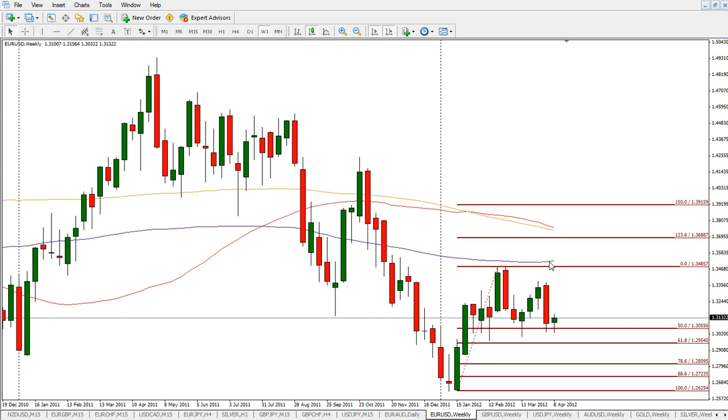But in terms of the week, in terms of any resistance zone, all I really have any interest in is this 1.34.85, which is the previous highest, the 0% on the fib. And if we get above that, then it's the 100 week moving average.